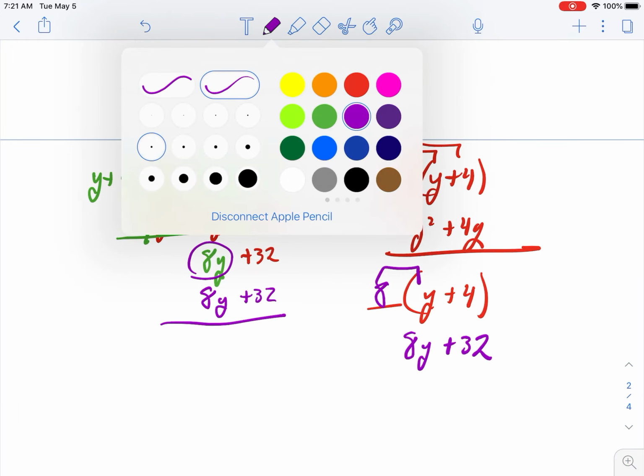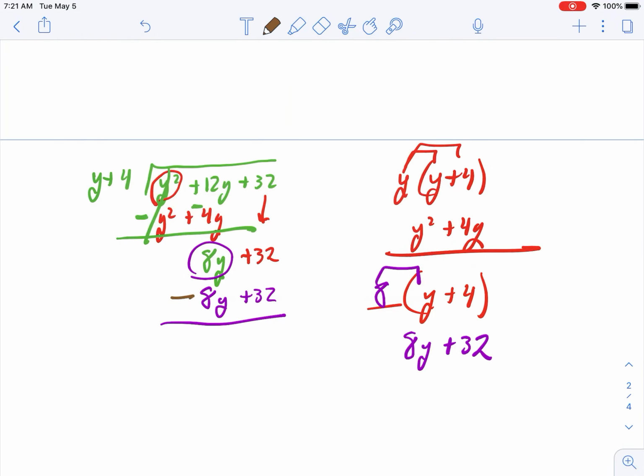And what I have then, let me change my signs here. I haven't used brown yet. Negative, negative, cancels, and cancels. So it goes in evenly. So we come back here now. There's my two numbers here. So this would be y plus 8 with no remainder.